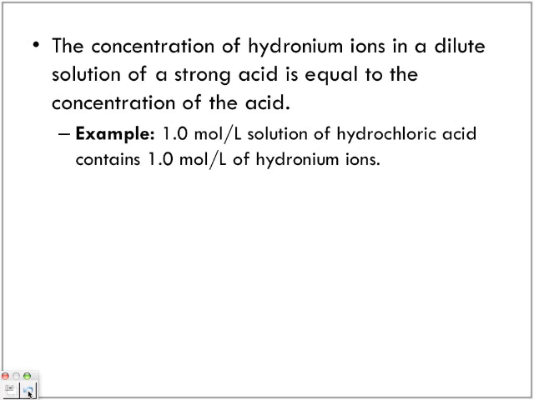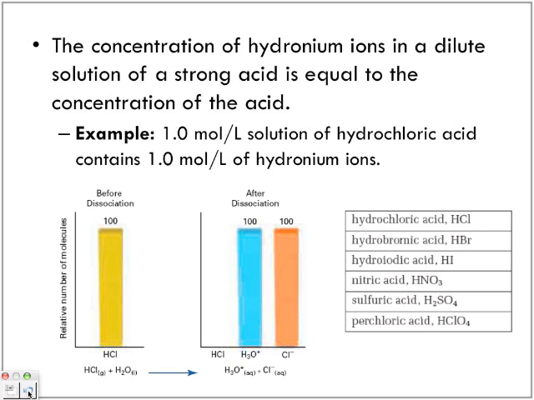The concentration of hydronium ion in a dilute solution of a strong acid is equal to the concentration of the acid. So if we have a 1 mole per liter, or 1 molar, solution of hydrochloric acid, it will contain the same concentration of the hydronium ion. Okay, so we have it here in this little table. Let's say, just as a number, to explain, we're putting 100 molecules of HCl in water.